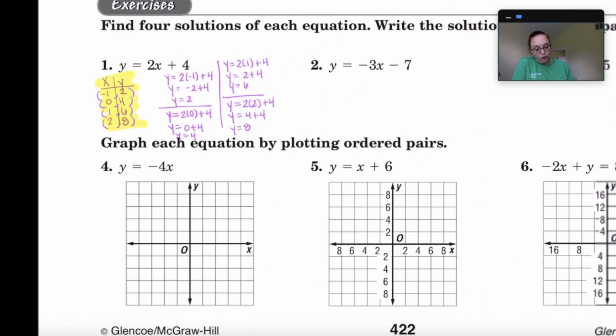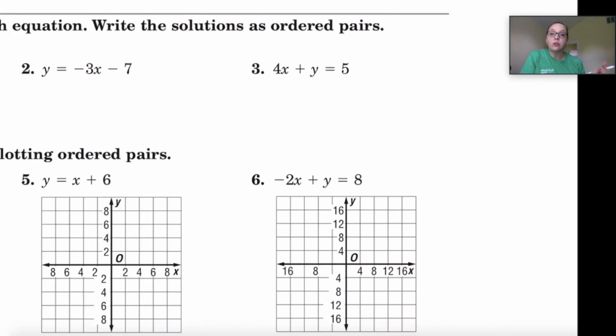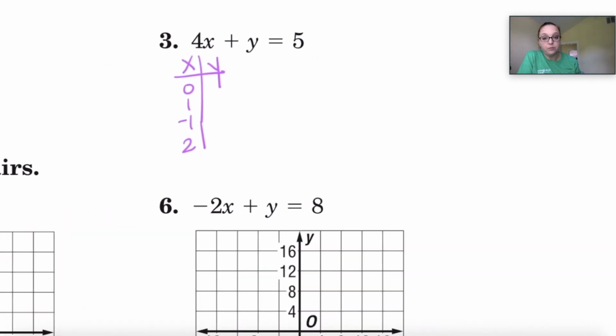We're going to skip number 2 for a minute. All right, let's look at number 3. So we're going to pick those same 4 solutions for x. 0, 1, -1, and 2. So I'm going to start off by putting 0 in place of x. So 4 times 0 plus y equals 5. Well, 4 times 0 is 0. And 0 plus y is equal to 5. So 0 plus y is just y. So y would be 5.